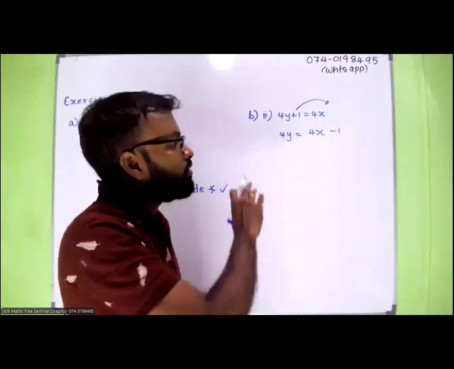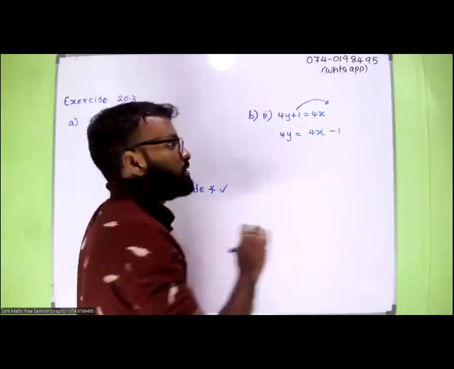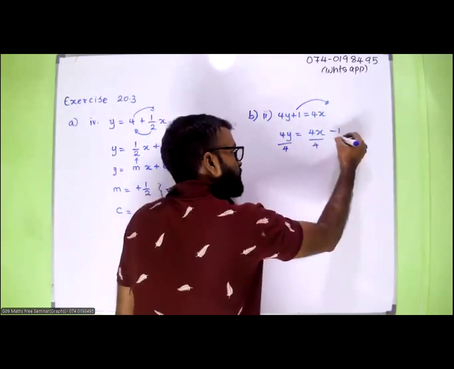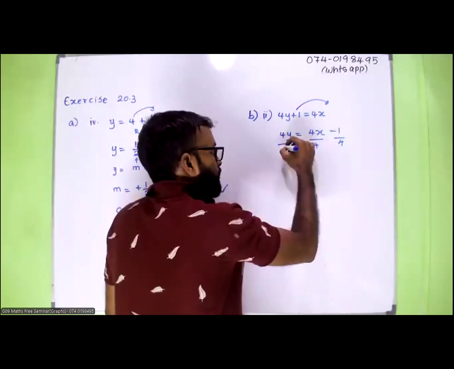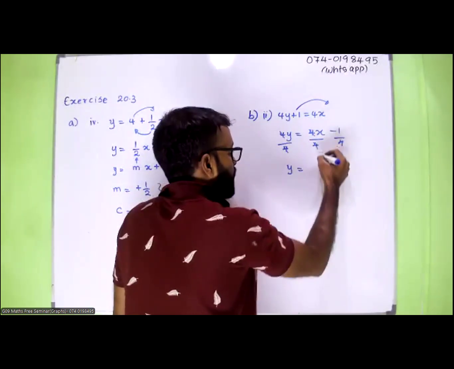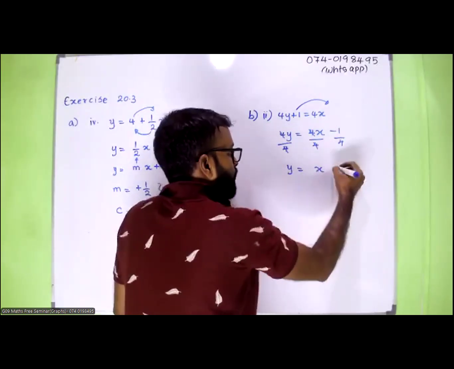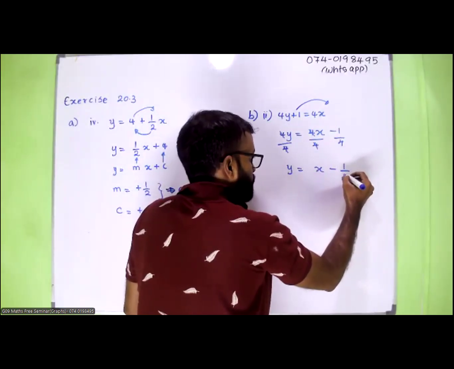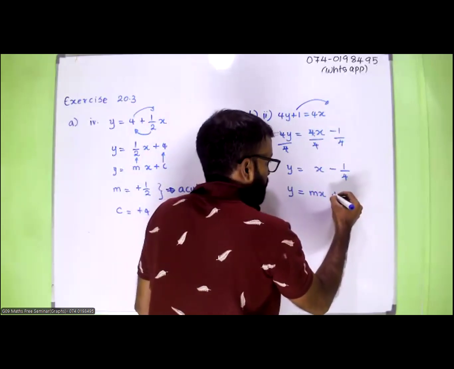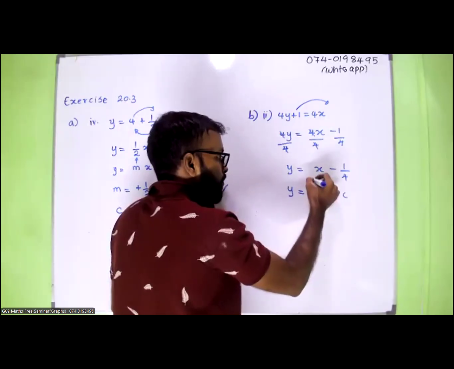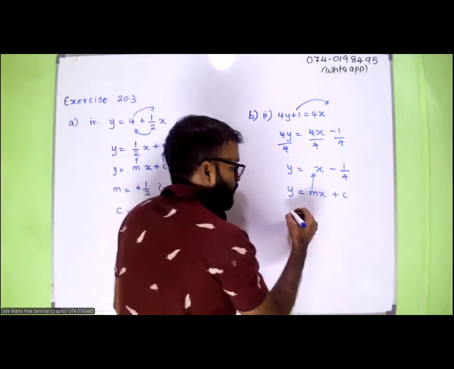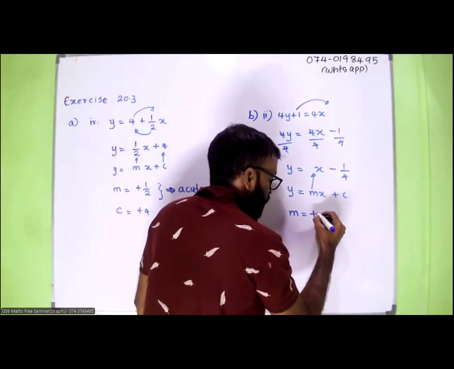Right now also this is not in the form of y equals mx plus c, so you have to divide this term by 4, this term by 4, and this term by 4 itself. Here 4 over 4, y equals 4 over 4 x minus 1 upon 4. Now this is in the form of y equals mx plus c. So you know what m is here, right? Coefficient of x is 1, so you can write m equals positive 1.